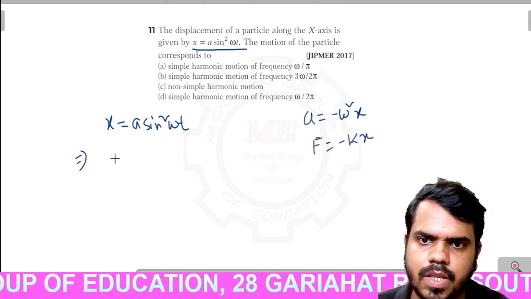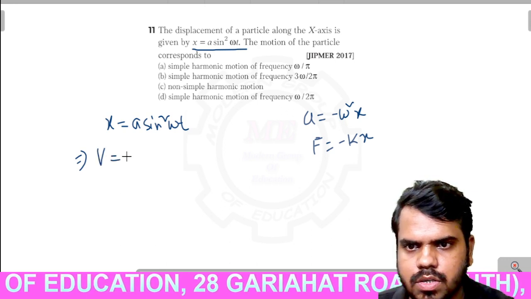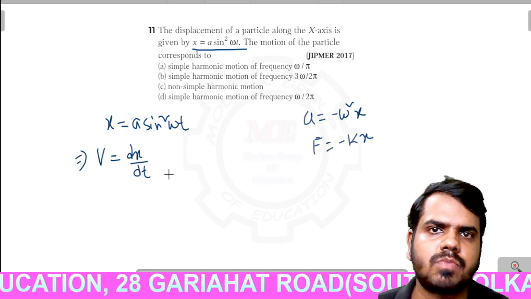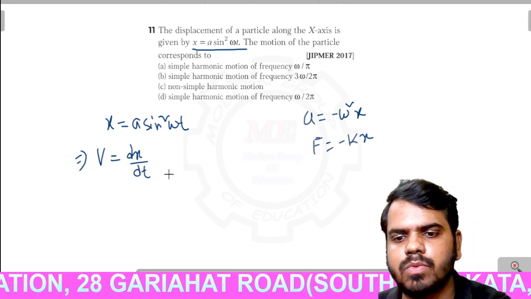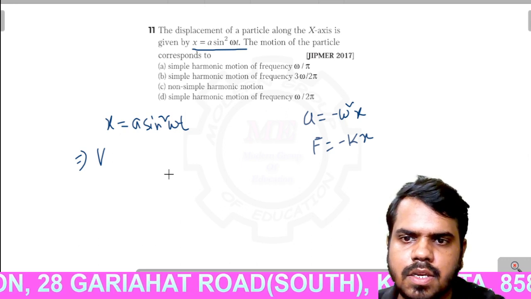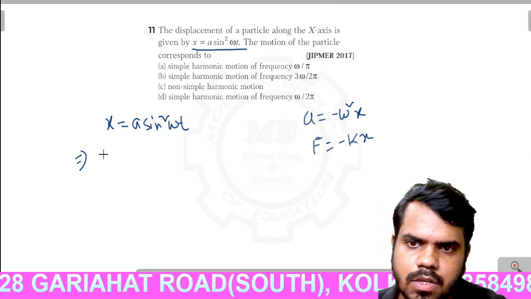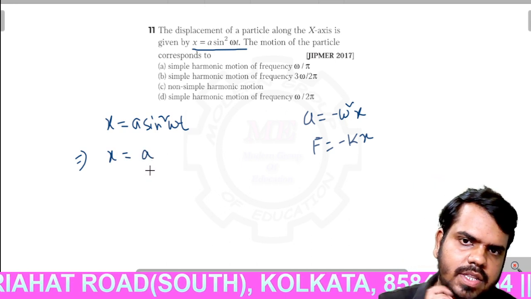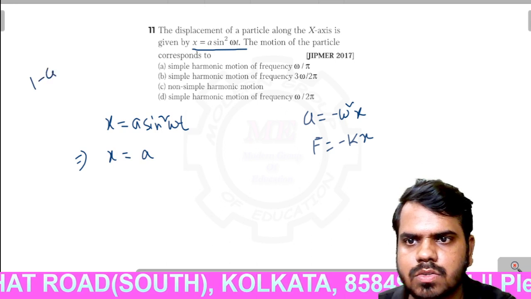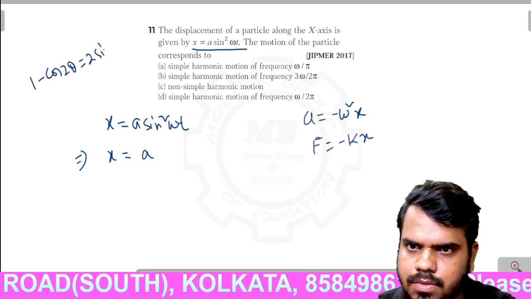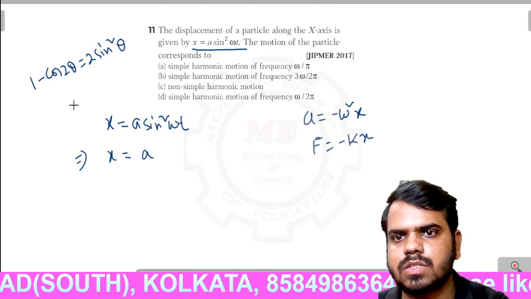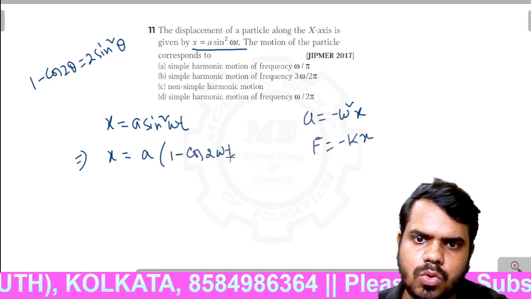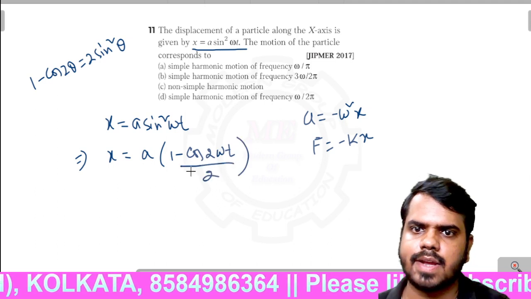If you are going to differentiate this equation directly, it is not possible because there is sine square. First of all, you have to write this equation in power 1. So x will be a sine square omega t. We know that 1 minus cos 2 theta is equal to 2 sine square theta. So sine square omega t is 1 minus cos 2 omega t by 2.